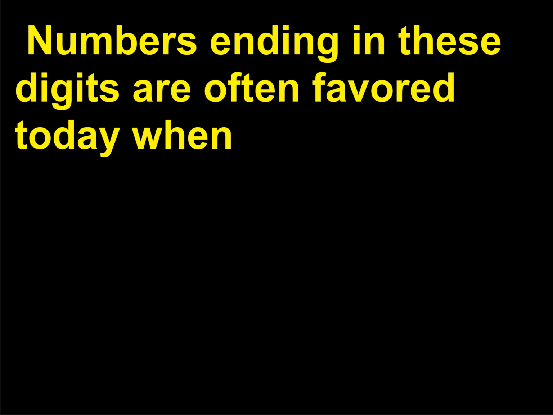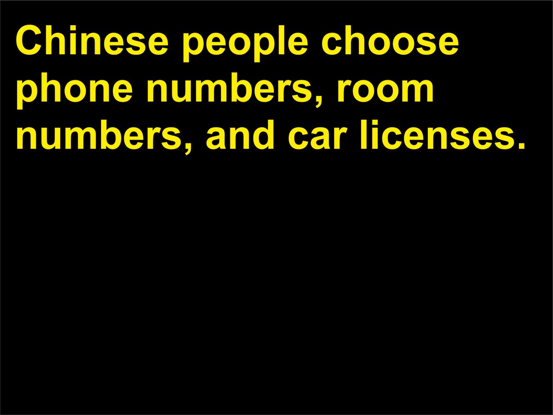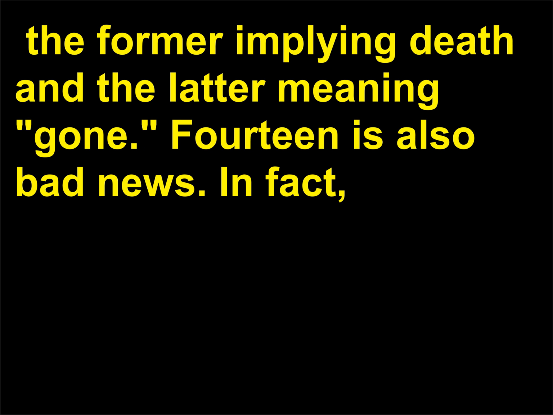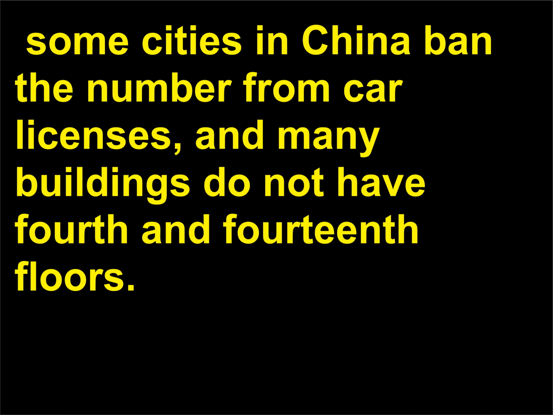Numbers ending in these digits are often favored today when Chinese people choose phone numbers, room numbers, and car licenses. As for unlucky numbers, 4, unlucky also in Japan, and 7 are at the top of the list, the former implying death and the latter meaning gone. 14 is also bad news. In fact, some cities in China ban the number from car licenses, and many buildings do not have 4th and 14th floors.